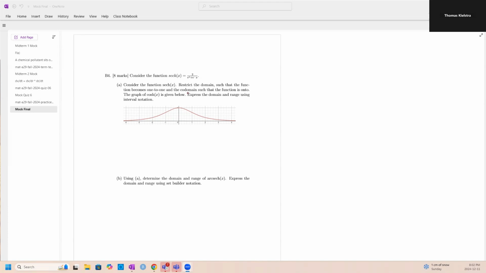And we are wanting to consider this function and restrict it in some way to create an invertible function. So consider the function sech x, restrict the domain such that the function becomes 1 to 1, and the codomain such that the function is onto. The graph of sech of x is given below. Express the domain and range using interval notation.